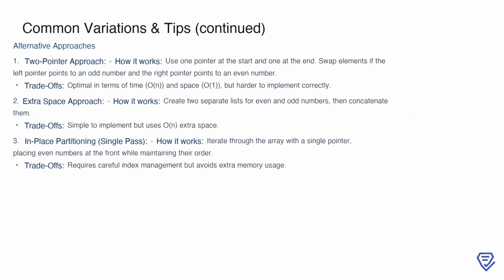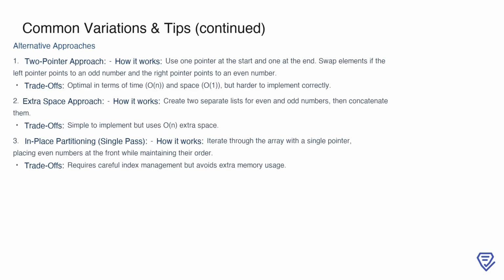There are several approaches to solving this problem, each with its own strengths and trade-offs. The two-pointer approach is one of the most efficient methods. Here, you position one pointer at the start and another at the end of the array. If the left pointer finds an odd number and the right pointer finds an even number, you swap them. This method achieves optimal time complexity of O(n) and space complexity of O(1), but it can be challenging to implement correctly due to the need for careful pointer management.